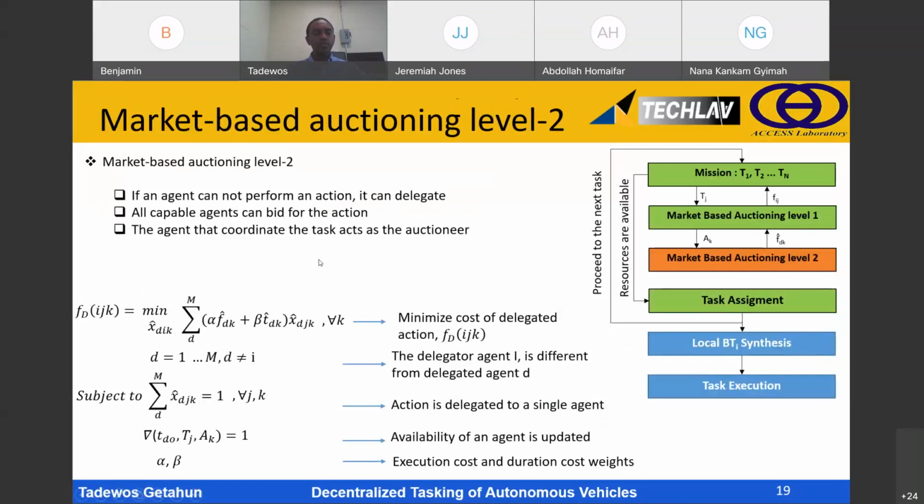This is level 2 auctioning. For level 2 auctioning, it is similar, but here we don't add actions because we are delegating a single action at a time. So the cost will again be alpha times the operational cost of the action plus beta times the durational cost of the action. And this constraint enforces that one action is assigned to only one agent.